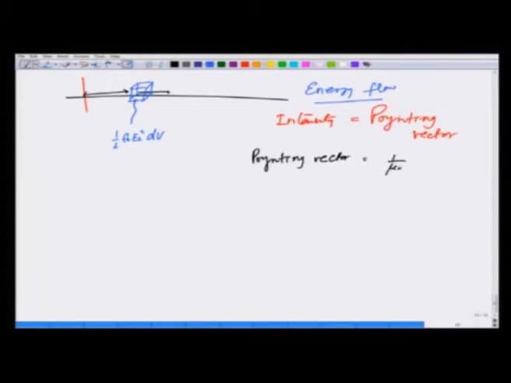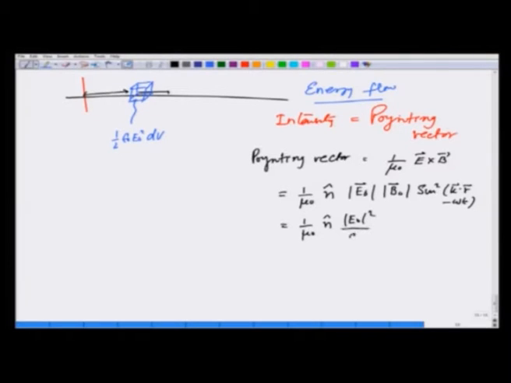is given as 1 over mu 0 E cross B, and we have already seen that E cross B is in the direction of propagation. So, I can write this as 1 over mu 0 direction n mod E 0 and modulus of B 0 sin square k dot r minus omega t. B 0 we recall that is again E 0 by c. So, I can write this as 1 over mu 0 in the direction of propagation E 0 square over c sin square k dot r minus omega t.